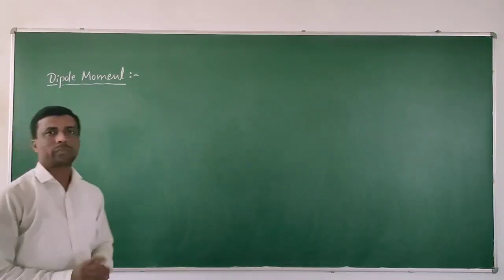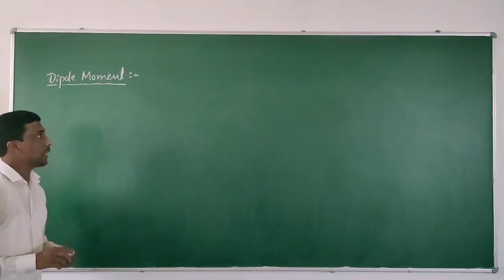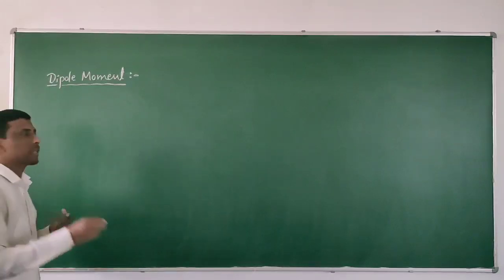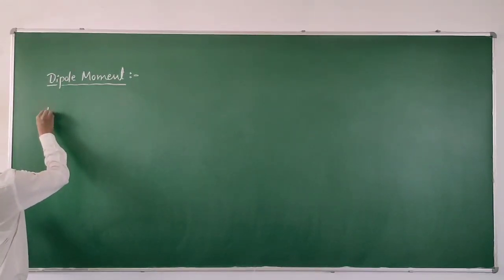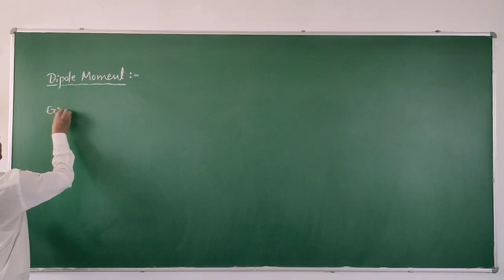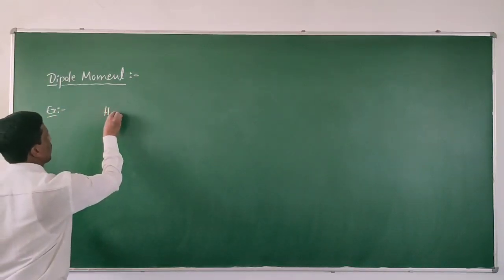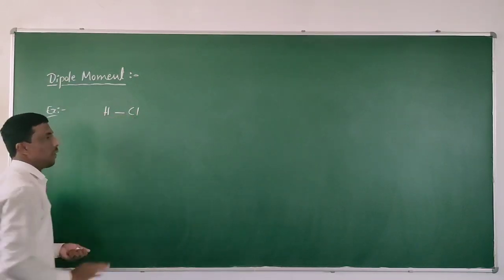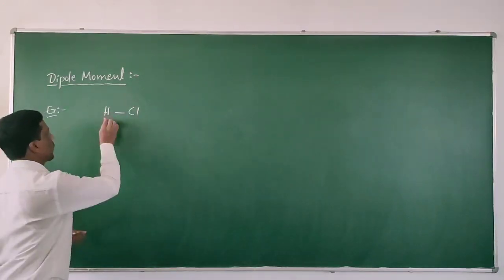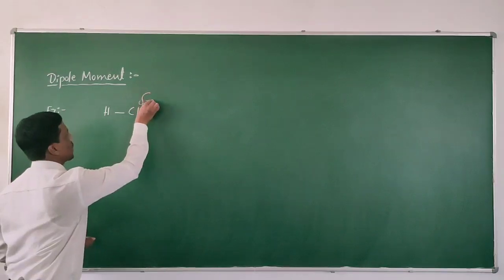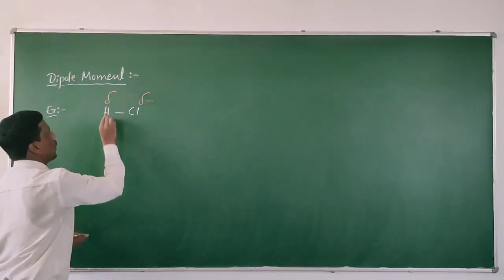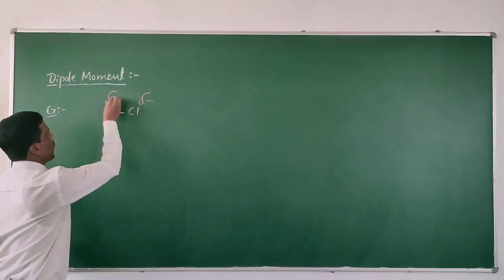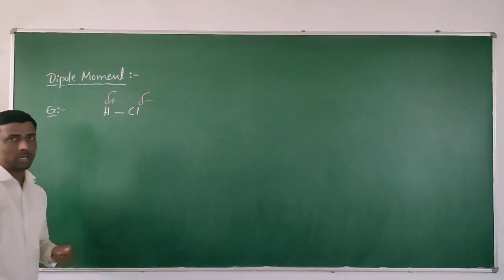Okay students, let us continue with the next concept, that is dipole moment. What is dipole moment? First I will give the explanation by taking one example. The example is the HCl molecule. You all know that chlorine has more electronegativity, therefore it will have a partial negative charge, and hydrogen has comparatively less electronegativity than chlorine, therefore it has a partial positive charge.